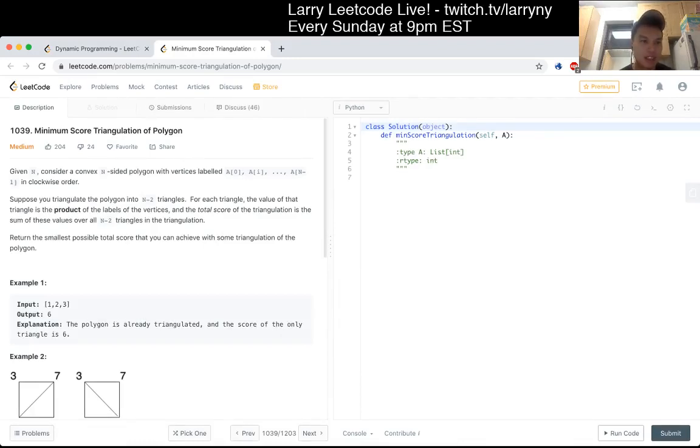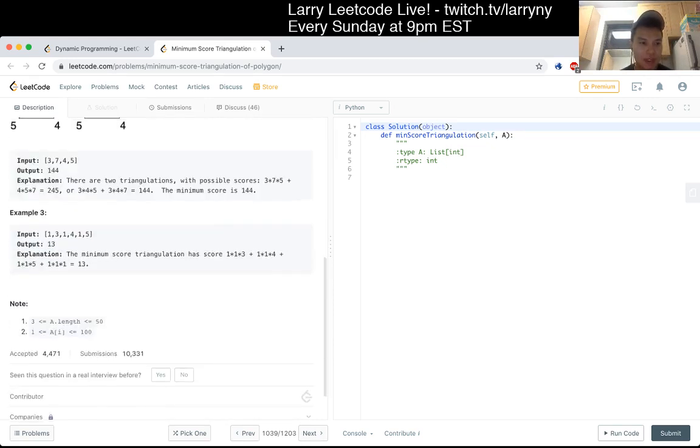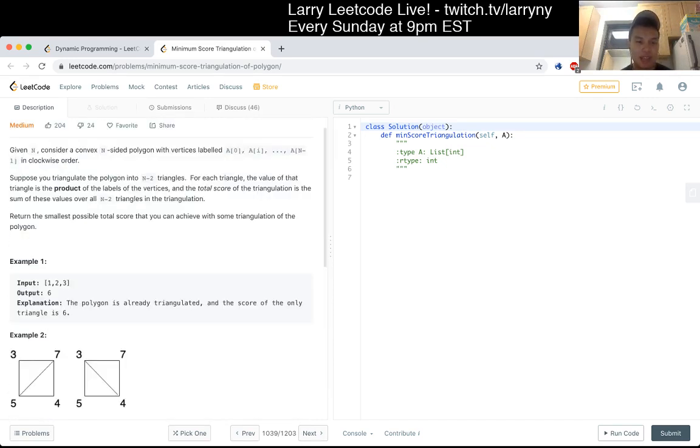Cool. 1039, minimum score triangulation of polygon. Given n, consider a convex n-sided polygon, vertices labeled a sub 0 all the way to a sub n minus 1 in counterclockwise order. Suppose you triangulate the polygon into n minus 2 triangles.